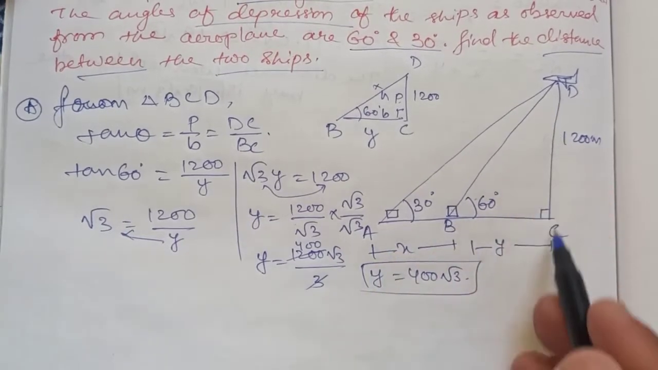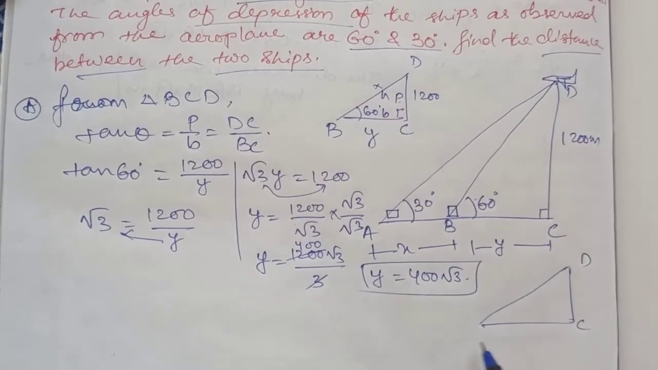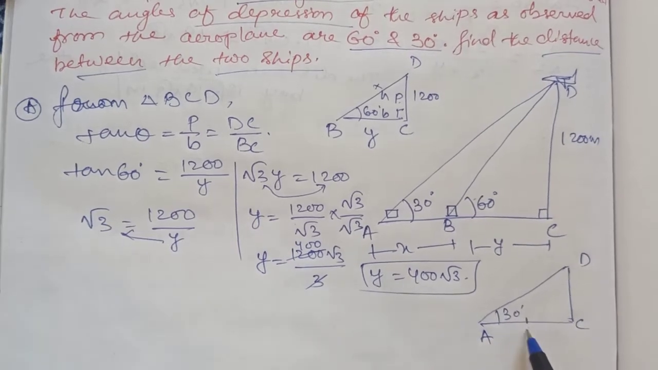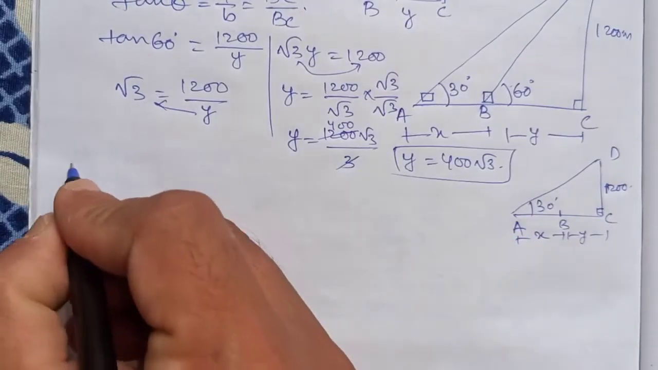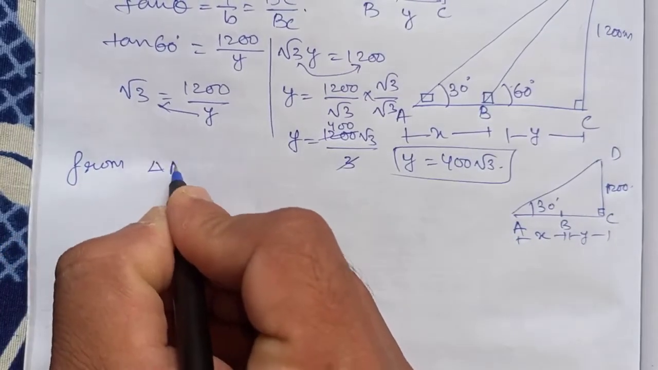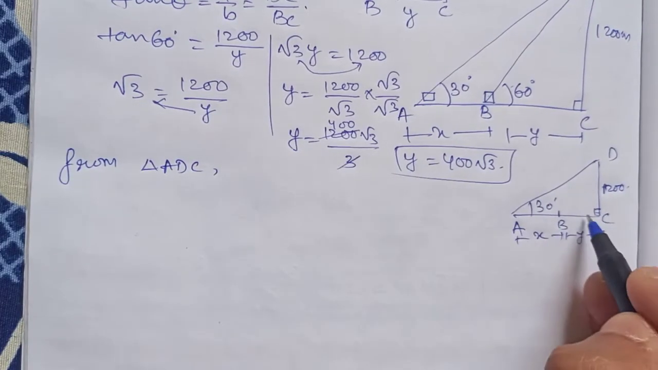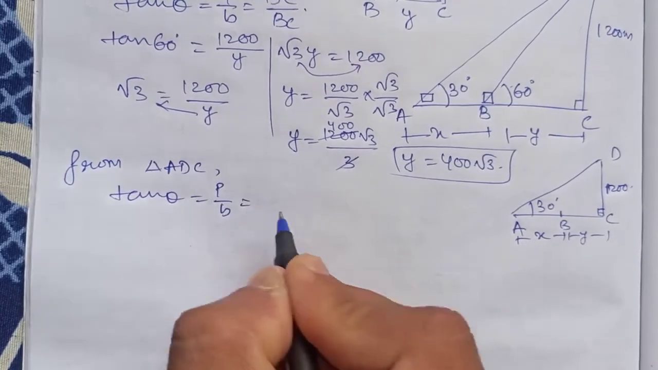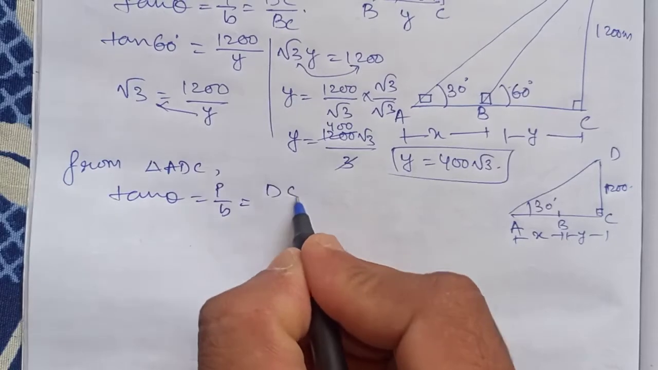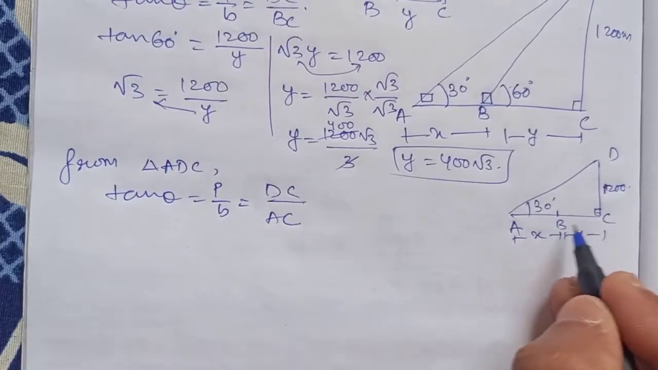Now again we will draw the bigger triangle. This is the bigger triangle DCA. The angle made is 30 degree and this is B. This much is X, this much is Y. Now again we will take this triangle. From triangle ADC, perpendicular we have, base we have to find out, no use of hypotenuse. So again tan theta equals P by B, that is P is DC, B is the whole line AC.